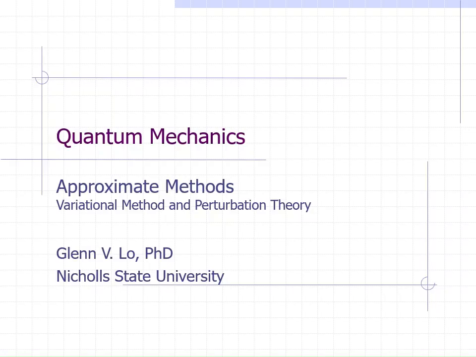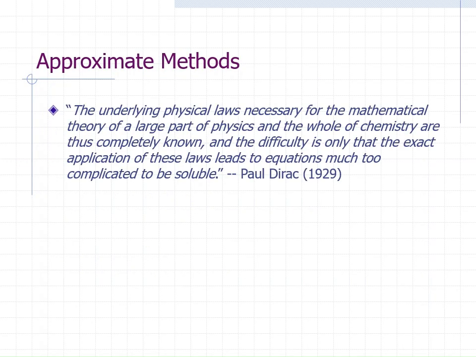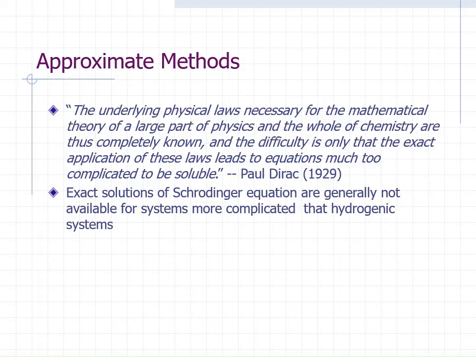In this lesson, we will talk about approximate methods used in quantum mechanics. Paul Dirac famously noted in 1929 that the fundamental laws governing physics and chemistry are already known. The challenge is not the laws themselves, but rather that, when we try to apply them exactly, the resulting equations become far too complicated to solve. This is especially true for the Schrödinger equation.